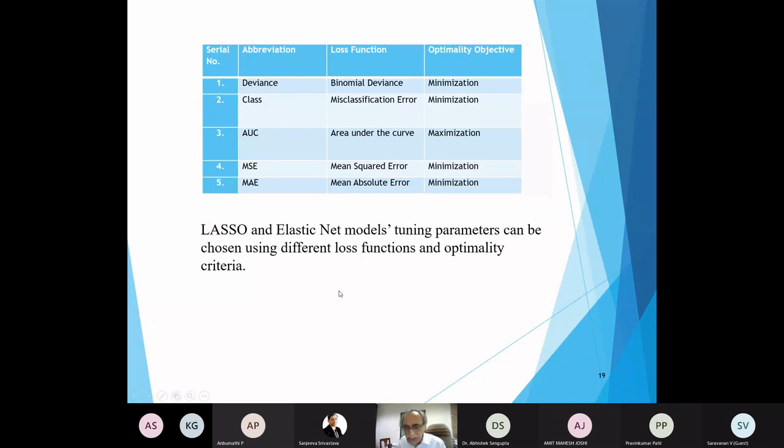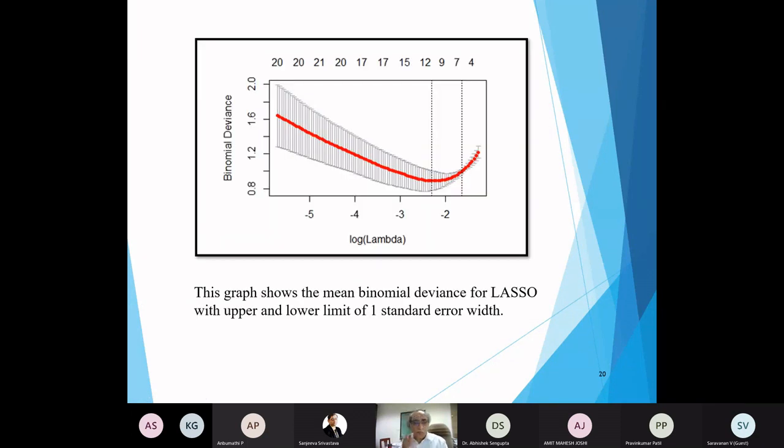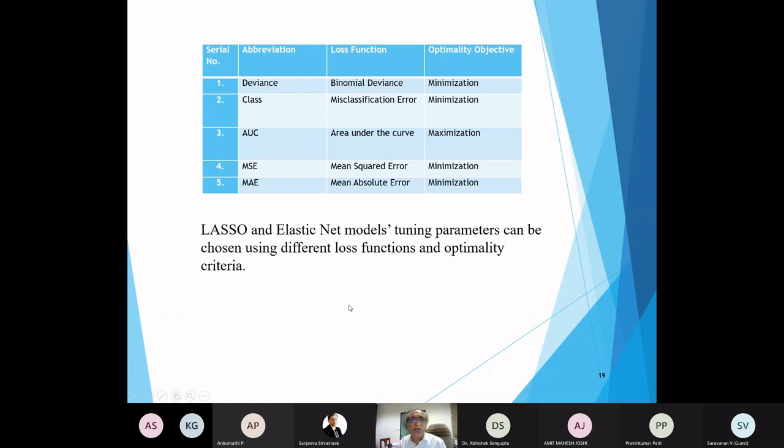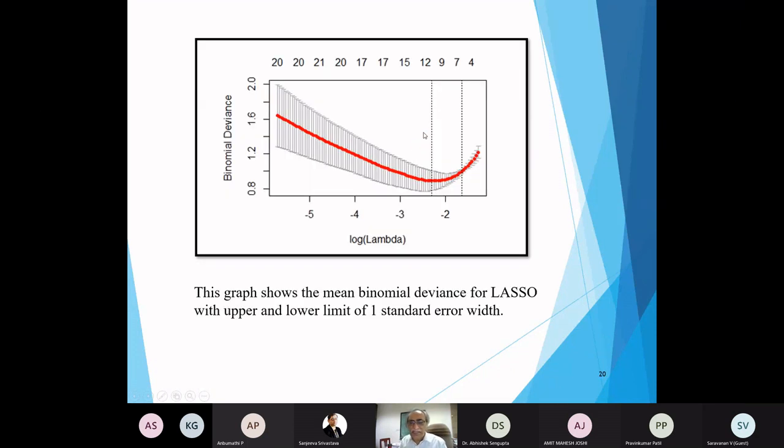So what does one achieve? Look at this. Using LASSO, this graph shows the mean binomial deviance. Let's concentrate only on the first loss function, binomial deviance, which is to be minimized. Let me explain everything through this figure, and then I can skip the other figures. What have I got on the x-axis? I have got log of lambda, and this is the binomial deviance value. So what is lambda here?